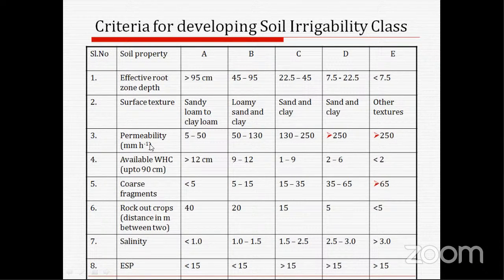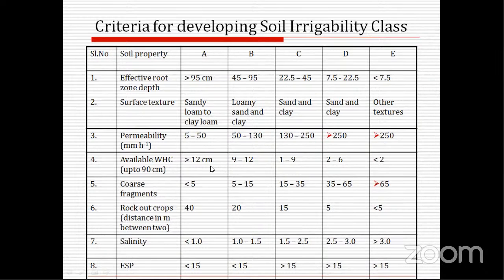Permeability, students, millimeters per hour. You can calculate this by the doubling method. 5 to 50 millimeters per hour. Here you can see permeability 50 to 130, 130 to 250, but here it is more than 250. Here also it is somewhat less than 5.